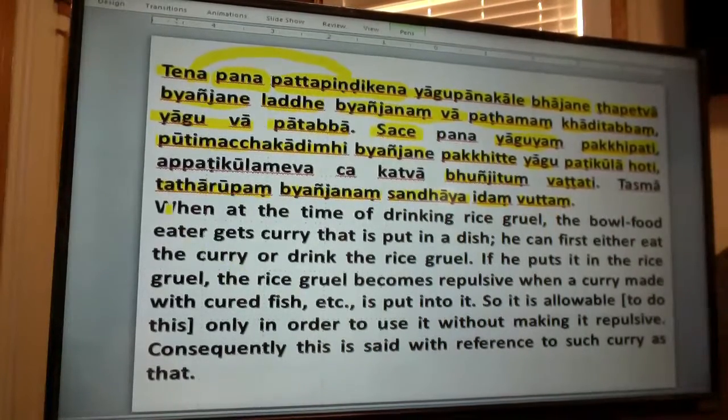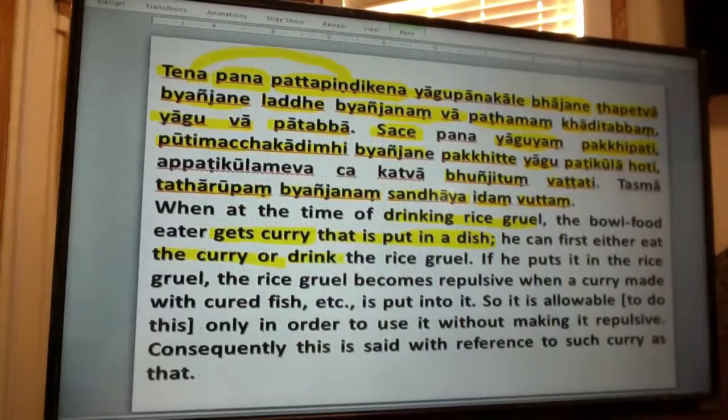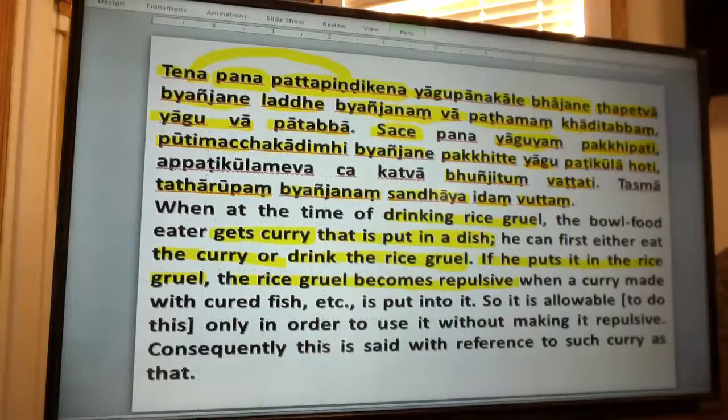He is saying like this. So in English translation, at the time of drinking rice gruel, the bowl eater gets curry. Curry means a different kind of food from the rice gruel. So that is put in the dish or bowl. He can first either eat the curry or drink the rice gruel, whatever he wants. It's okay.